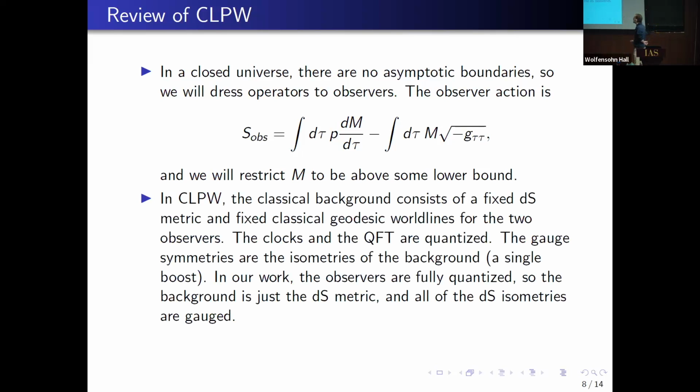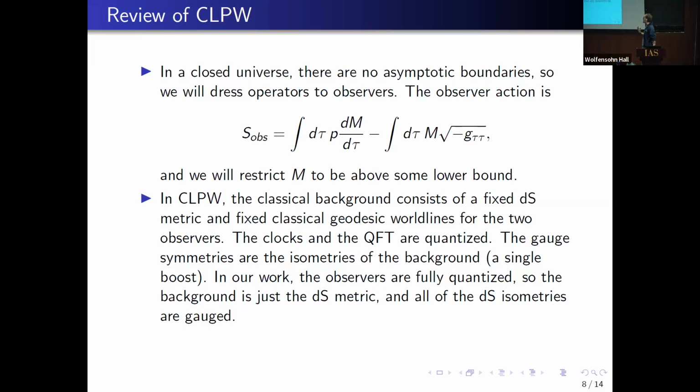Okay, so now let me summarize what CLPW did. In CLPW, they considered a classical background that consists of a fixed de Sitter metric and fixed classical geodesic worldlines for the two observers. One observer is sitting at the North Pole, one at the South Pole. I should say, in their paper they considered different setups, and I'm considering the one with two observers, one at the North Pole and one at the South Pole. The only degrees of freedom that are quantized are the clock degrees of freedom, P and M, as well as the quantum field theory that lives on this background.